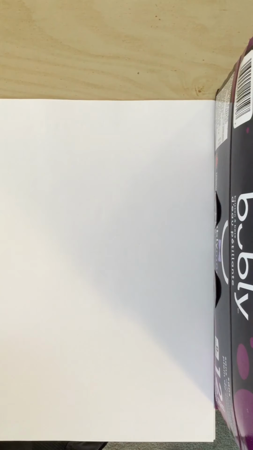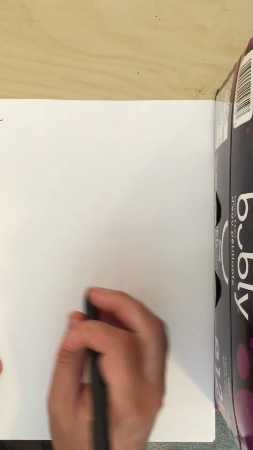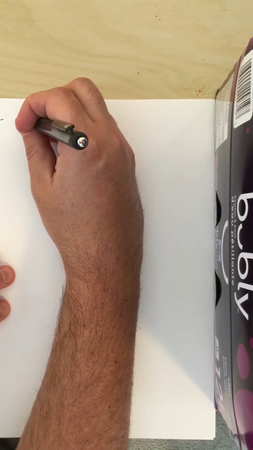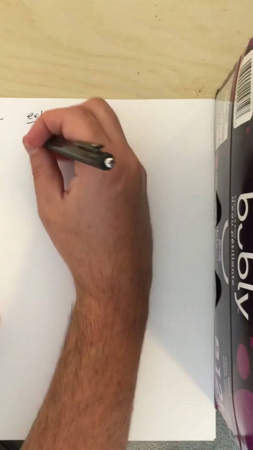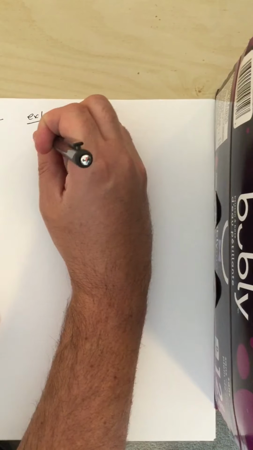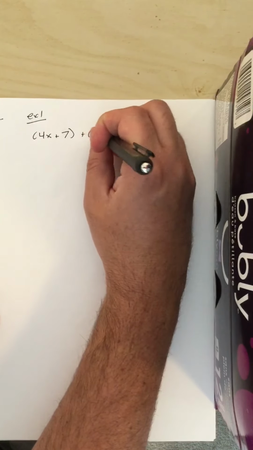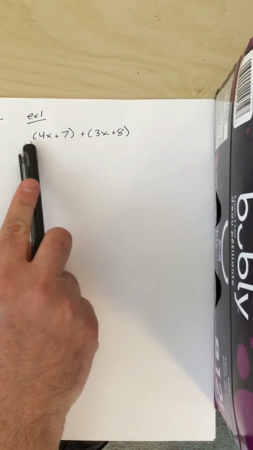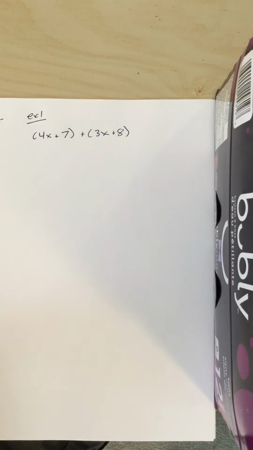So, example number 1. Let's try to do that on the sheet this time. Example number 1. So let's say we have 4x plus 7 plus 3x plus 8. Not that it really matters at this point, but that's a binomial and that's a binomial. We're adding two binomials to each other. So what are we going to do?